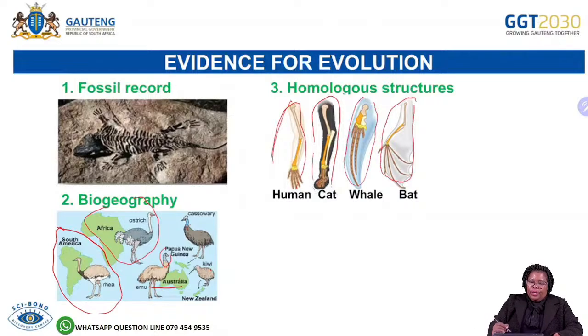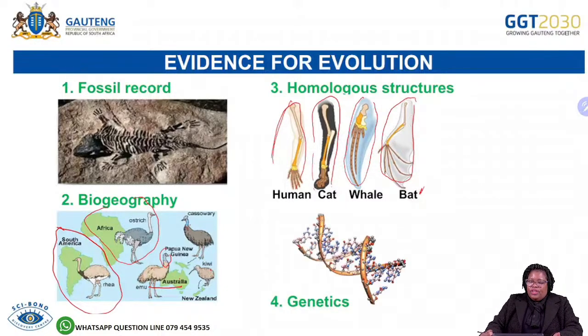Take for an example, the four limbs of a human being. You can use them to do what? To grab objects, to hold objects. But then if we look at the four limbs of the bird, it can use those to do what? To fly. So homologous structures are the same in terms of what? They are structures, but they are going to differ in terms of what? Their functions.